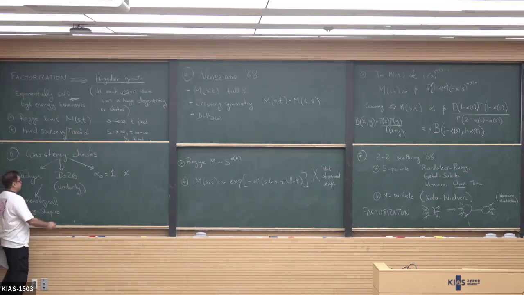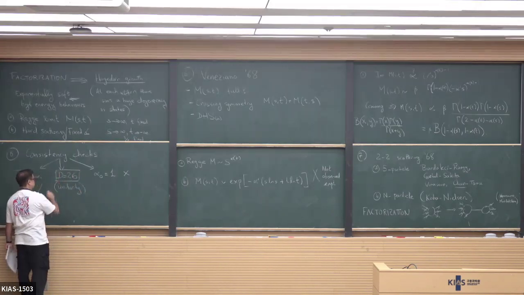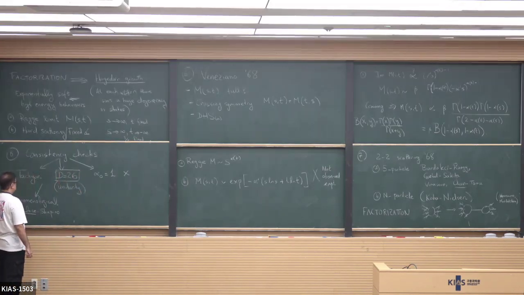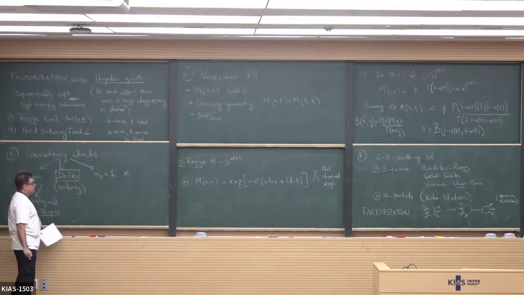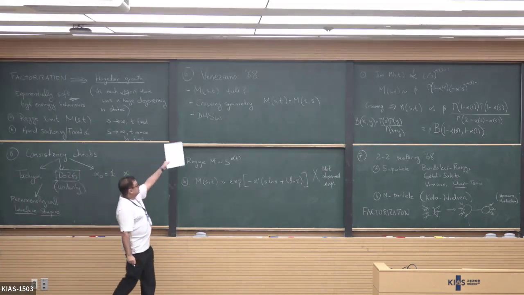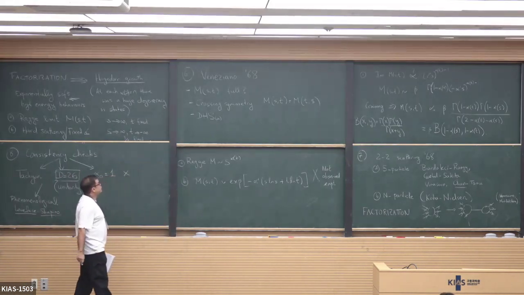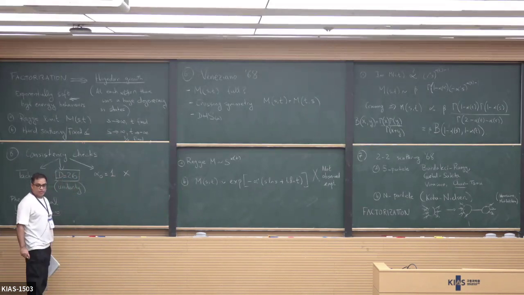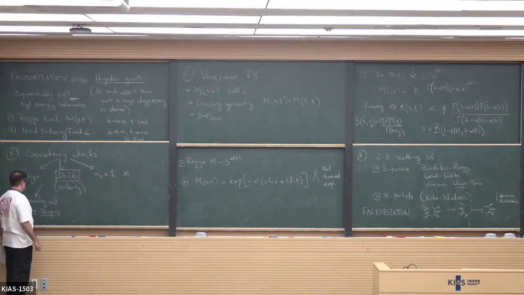Lovelace was the first person to realize that d equal to 26 was the critical dimension for consistency. Shapiro also plays a very famous role because whatever I've done so far is the Veneziano amplitude. There is a counterpart to the Veneziano, which is called the Virasoro-Shapiro amplitude, which is a closed string analog of whatever I've been discussing there.